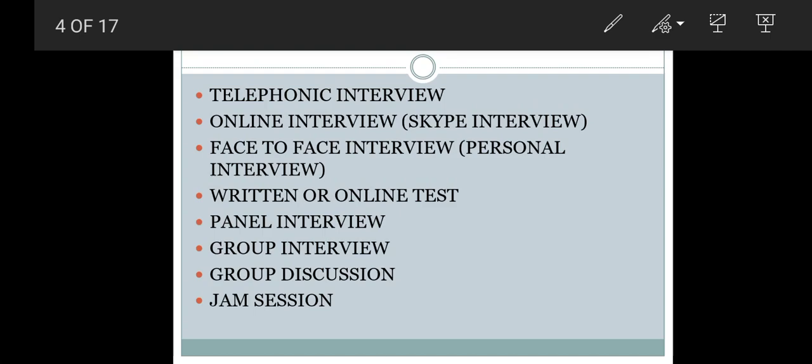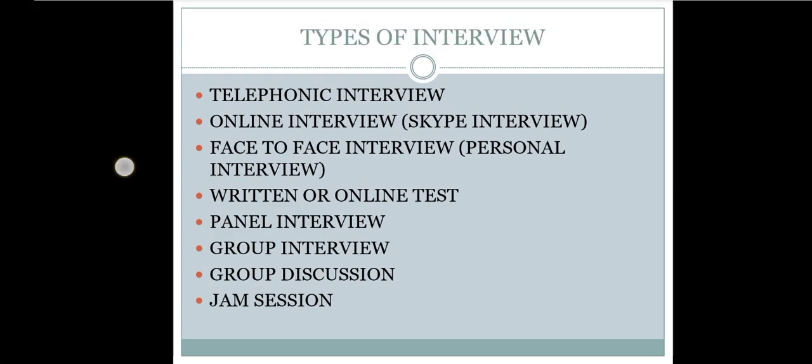Next is jam session. JAM stands for just a minute. So jam session is a just-a-minute session. Here a topic will be given and you need to talk about the topic within a minute. This is basically conducted to check your presence of mind and whether you're able to handle that particular situation, or whether you're able to handle the stress or not. This is also one of the shortlisting processes and initial rounds of interview. So these are the basic types of interview.